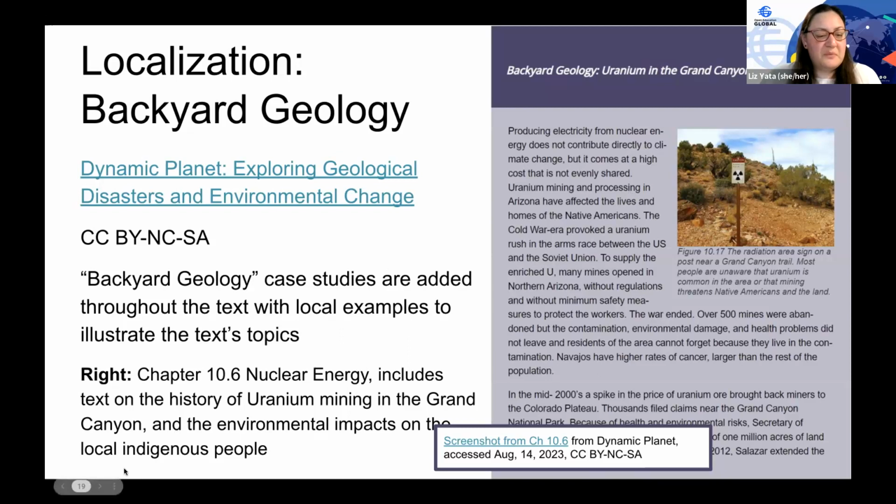And so this one, in the chapter on nuclear energy, they include the history of uranium mining and the environmental impacts on the local indigenous people. Some of the other ones they talk about is like hot springs in the chapter on volcanoes, and they tie in things with the Navajo Nation and water rights. With soil, they talk about indigenous agriculture and different architecture that was developed. So all sorts of things like that.